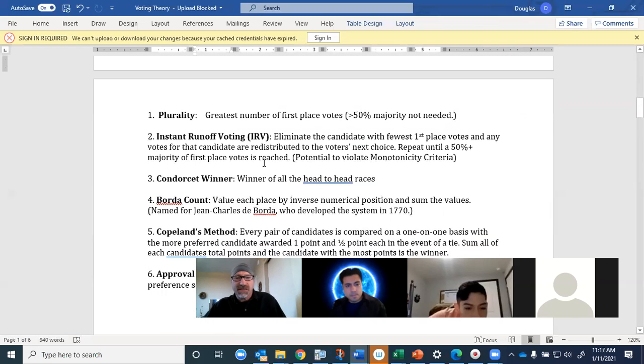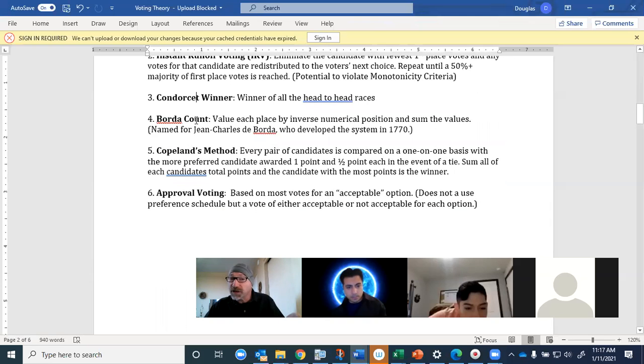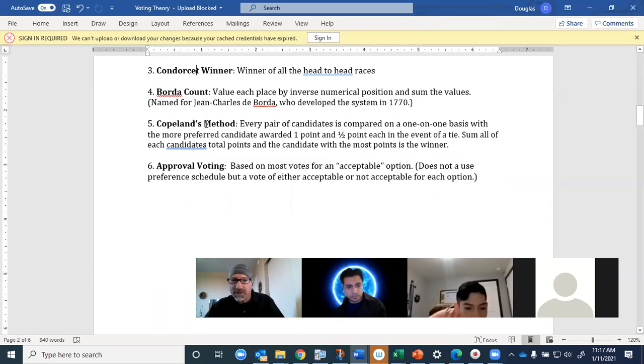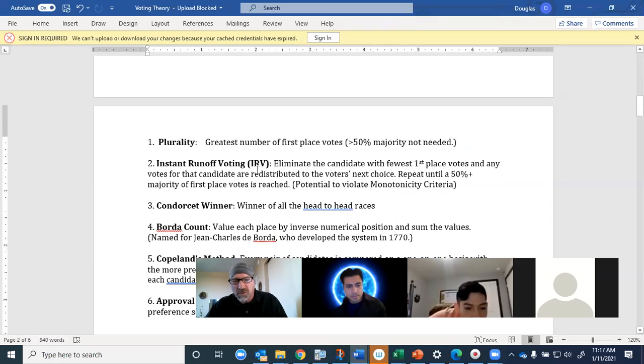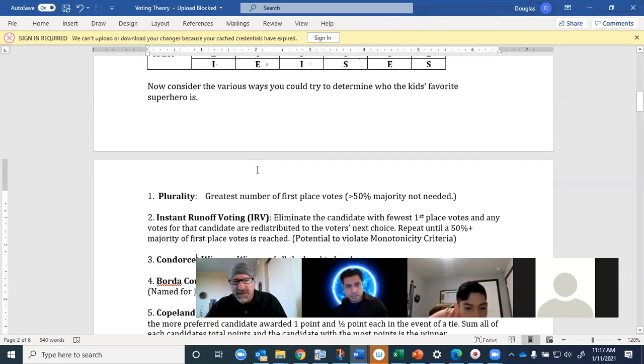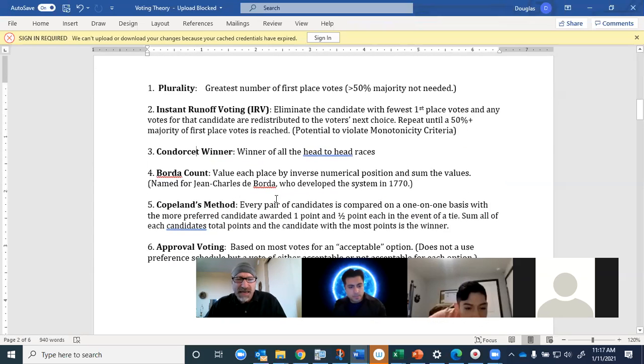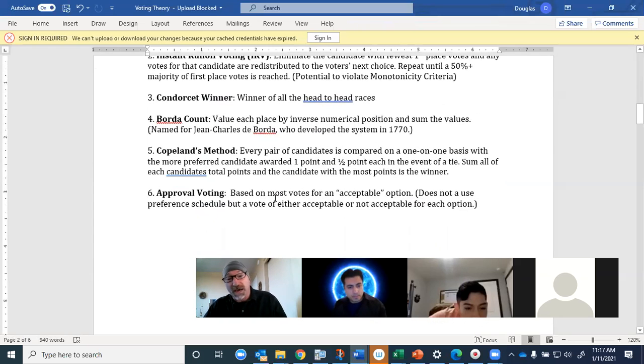So these are the different methods we're going to talk about: plurality, instant runoff, Condorcet, where it's all head-to-head races, Borda count method, we'll look at that, Copeland's method, and approval voting, which is a totally different kind of ballot. Approval ballots are basically saying, well, I wouldn't mind Elastigirl and Iron Man, but I wouldn't want Spider-Man, or yeah, I could live with Elastigirl and Spider-Man, but I don't want Iron Man.